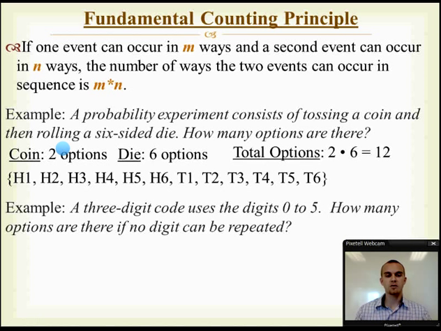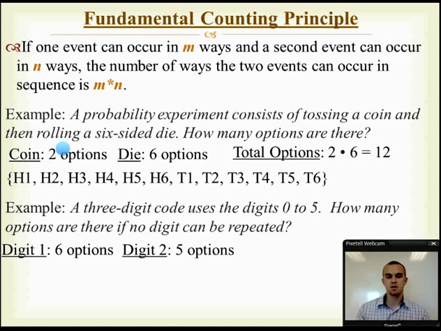Now for this one, say I have a 3-digit code that uses the numbers 0 to 5, and I want to know how many options there are if no digit can be repeated. Okay, so we think about the first time we enter our digit, we have options 0 to 5. That's 6 total options. Now when we enter our second digit, 1 has already been used, so we can't use it again. That leaves us with 5 options. And then we go to enter that third digit, 2 have already been used, which leaves us with 4 options. So digit 1 has 6 options, digit 2 would have 5, digit 3 would have 4 options.